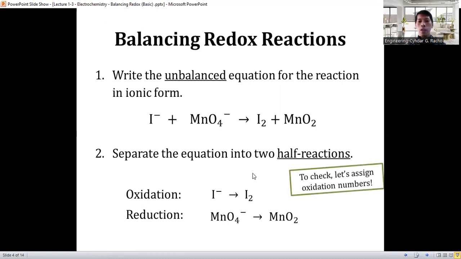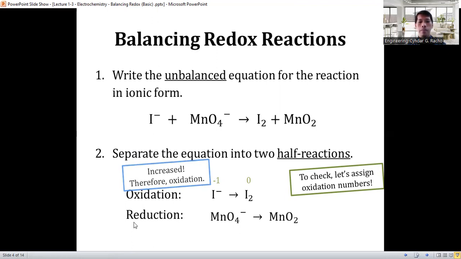So to check, let's assign the oxidation numbers. Remember, for an ion the oxidation number equals the charge, so you have -1 also. And for a free element, you have 0 as the oxidation state, the oxidation number. Therefore, you can see that from -1, it becomes 0. Therefore, there is oxidation happening in your iodine.